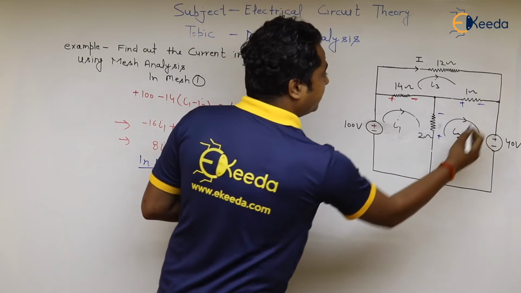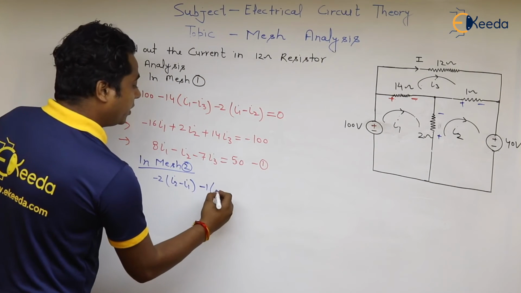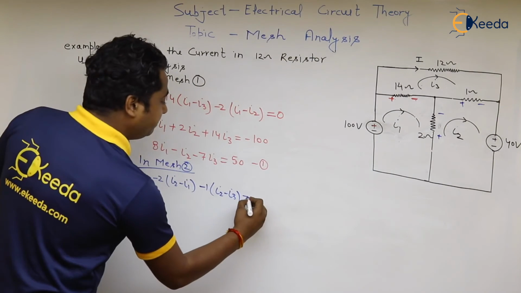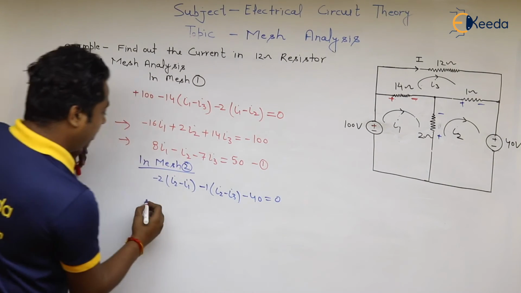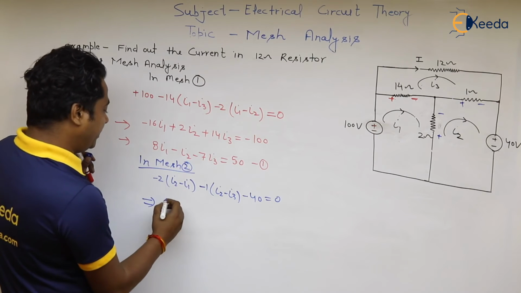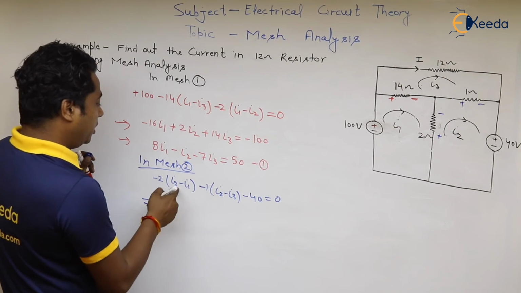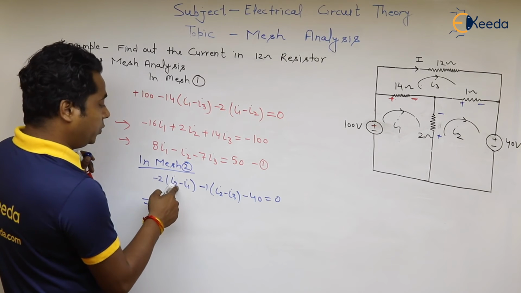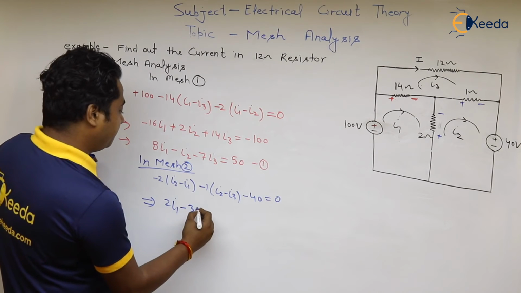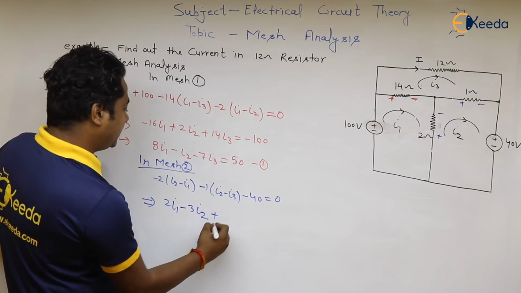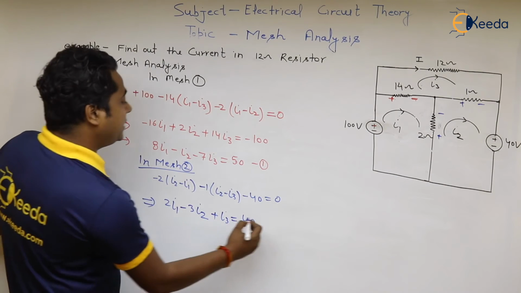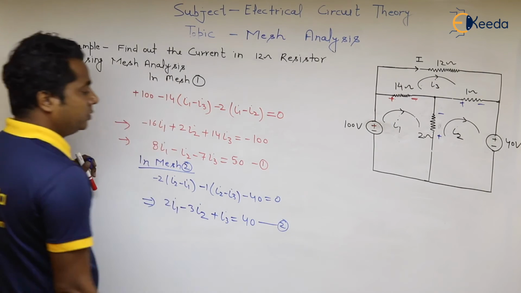Again, plus minus minus 1. I2 minus I3 minus 40 is equal to 0. Here we can simplify: plus 2I1, I2 minus 2I2 minus 1 minus 3I2 plus I3 is equal to 40. This is your equation number 2.